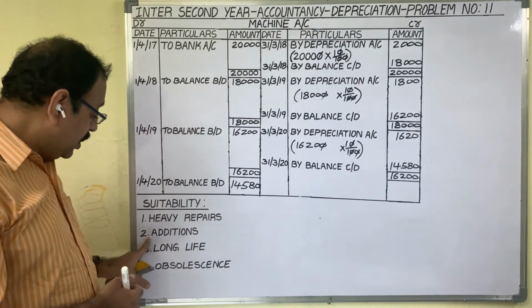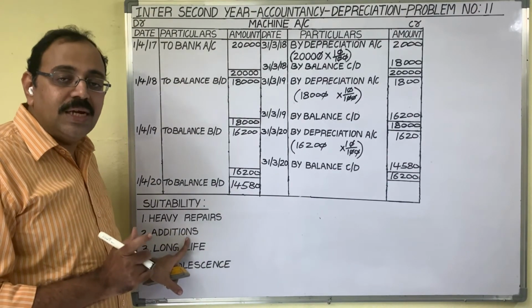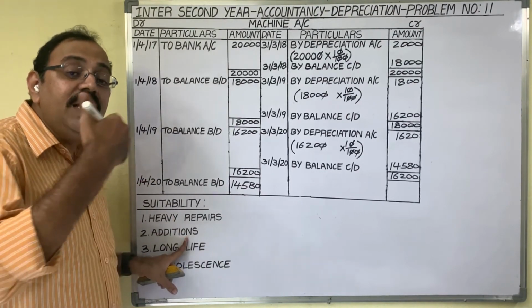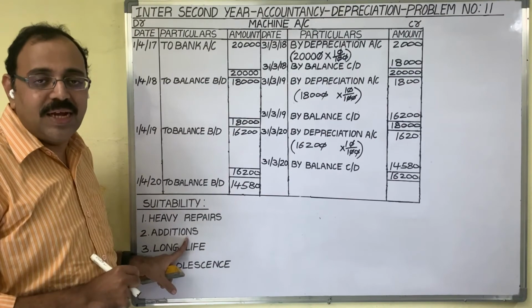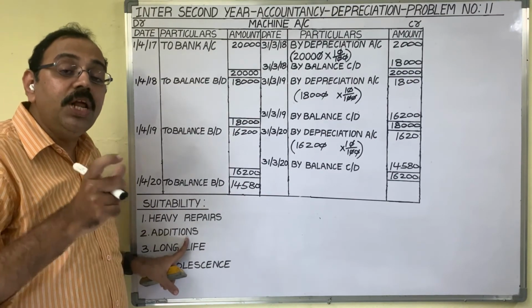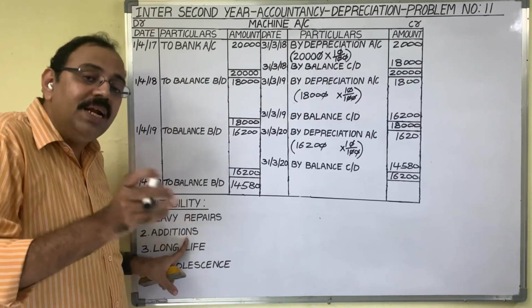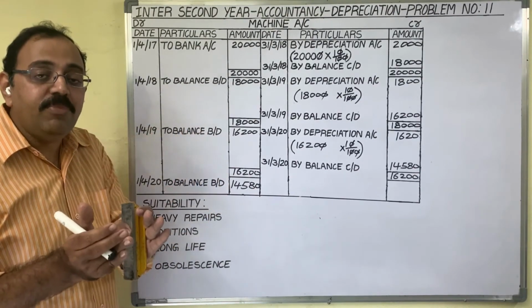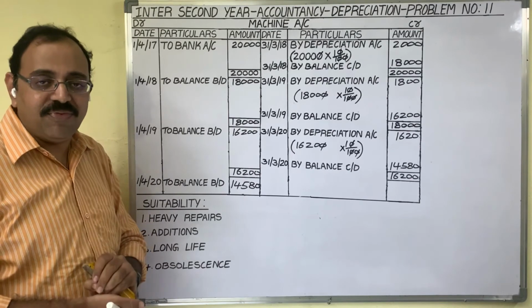Second, this method is suitable for assets that require frequent additions. Whenever additions are made to the existing asset, we need not separately compute the depreciation on these additions. So on the total value, if you provide depreciation only one time, that is enough.